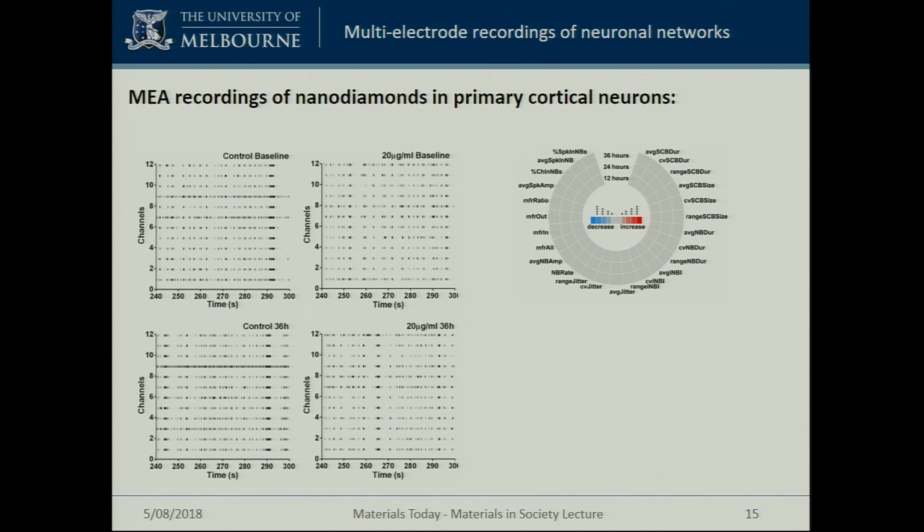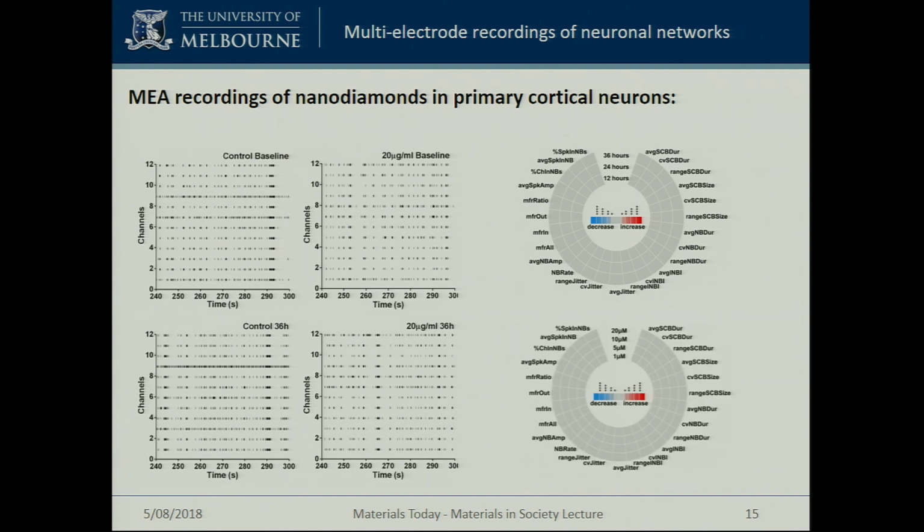And we've done it for 12, 24 and 36 hours after the incubation period of the nanodiamond. And you can see that there is no statistically significant difference in any of the 25 network parameters that we looked at. Furthermore, you can do the same thing if you vary the nanodiamond concentration. Here we varied it from 1 micromolar up to 20 micromolar, and we didn't see any statistically significant change.